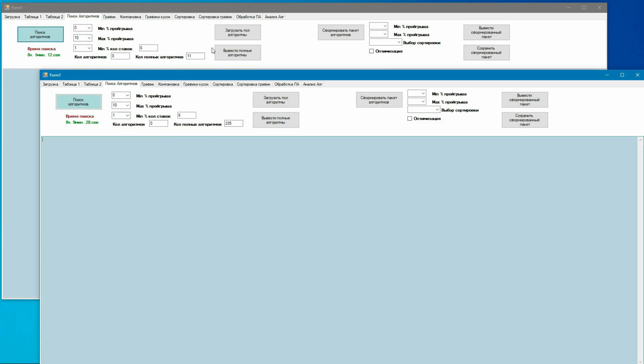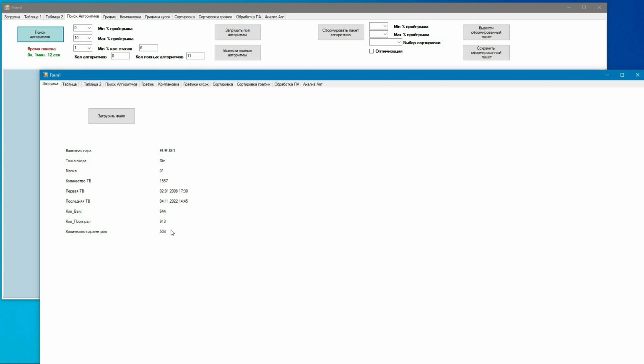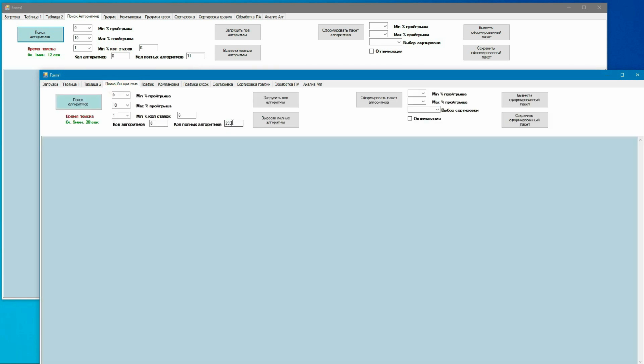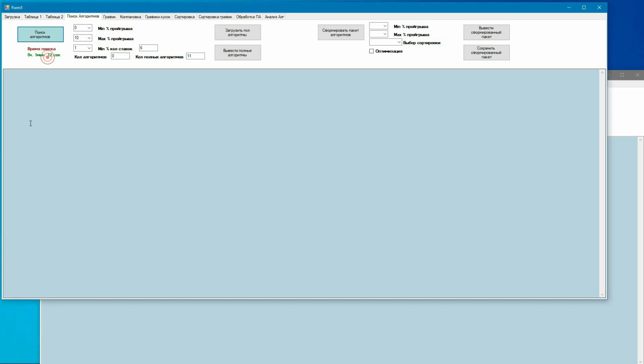We see that the more parameters we examine, the more algorithms we find. If you increase the number of parameters almost twice, the number of algorithms found will increase several times. However, the search time will also increase significantly.